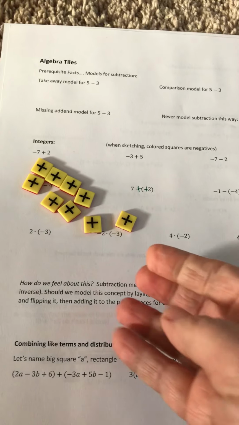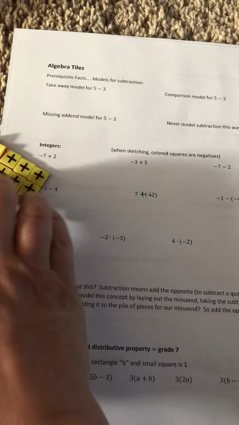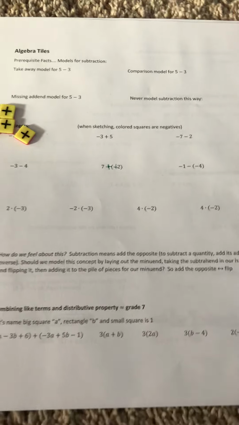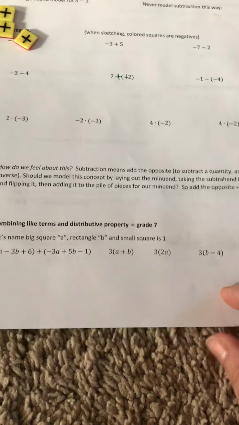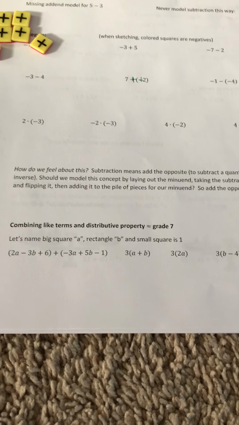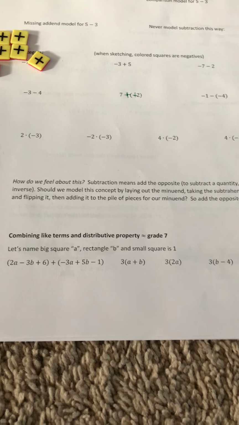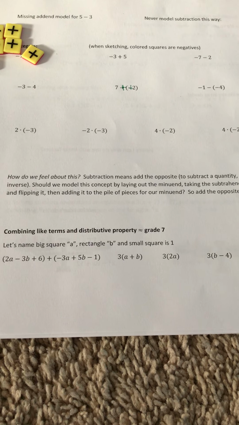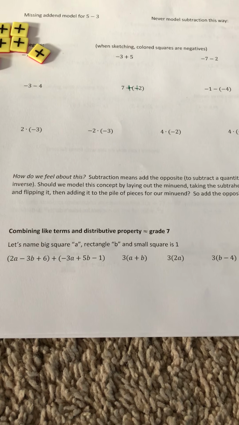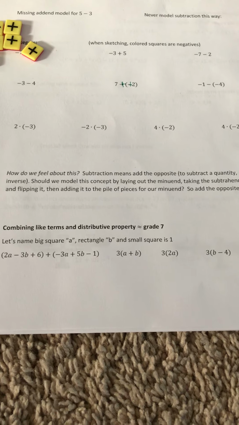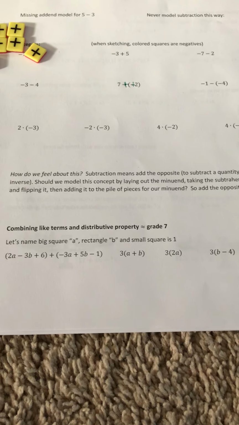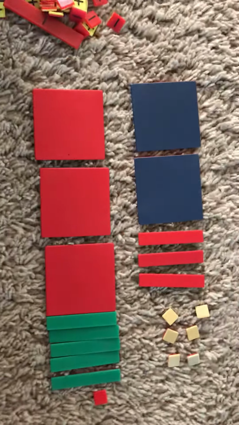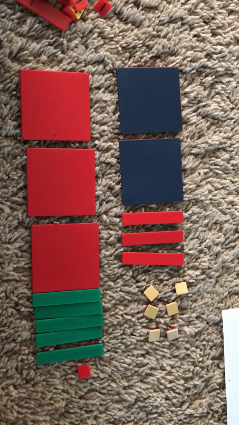So anyway, we're not going to go over any of the integer stuff here because I hope you got comfortable with all of that on the video that you watched. So let's go down to the examples below where we're using the big square as A, the rectangle as B, and the small square as 1. And let's take a look at how we would model this. Okay, so for the first problem, remember blue is positive and red is negative.